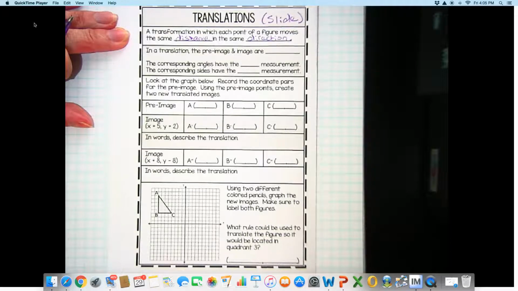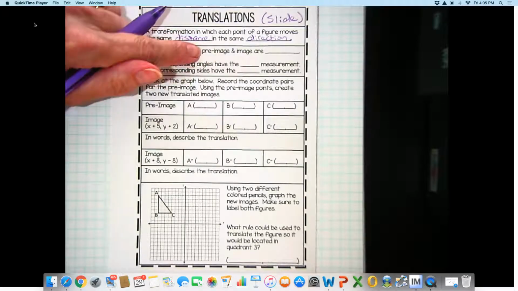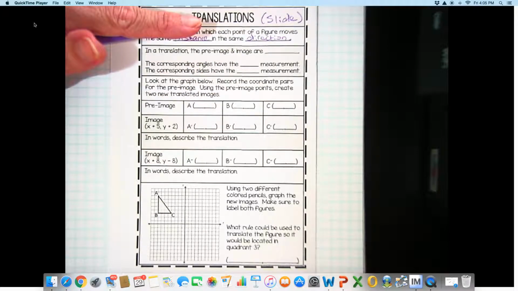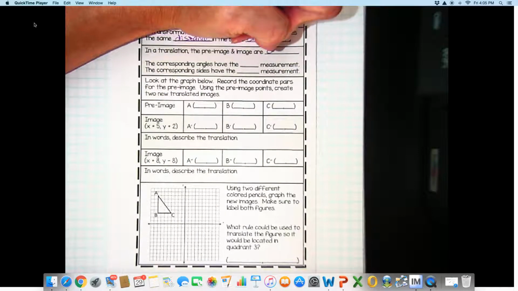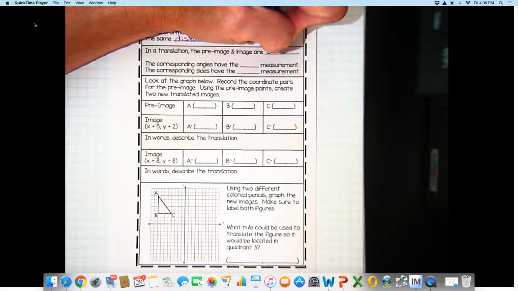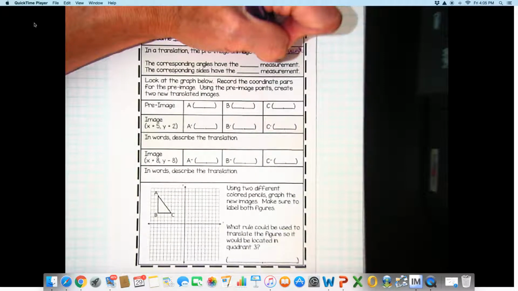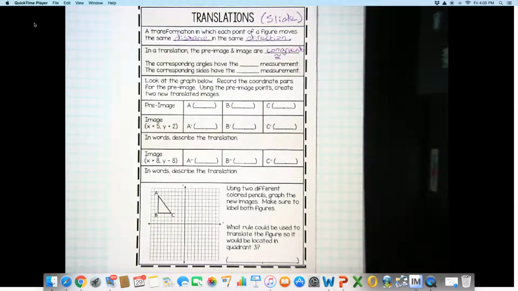All right. In a translation, the pre-image, meaning the one that you start with, and the image, the one you end up with, are congruent. So congruent means they have the same shape and the same size. The symbol for congruent is just an equal sign with a little squiggly on top of it. So it just means that you're not changing the shape or the size of the image, you're simply making a new image the exact same shape and size, but just in a different location. You're just sliding it left or right, up or down.